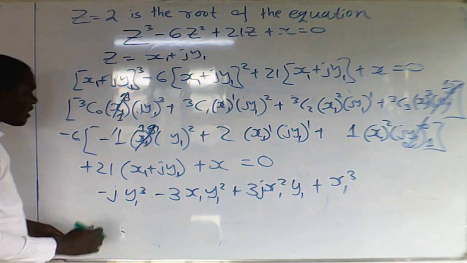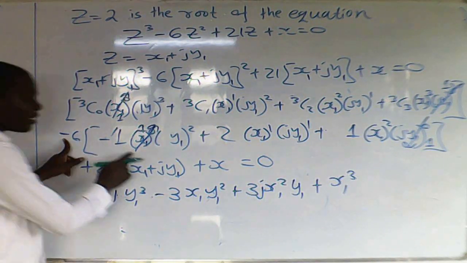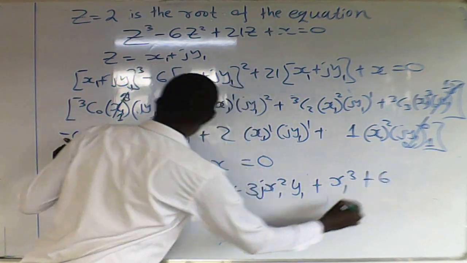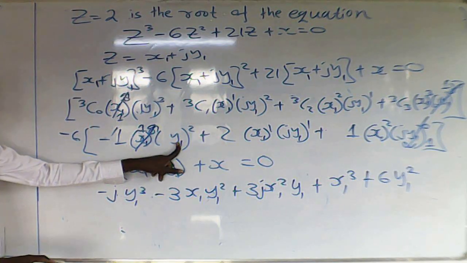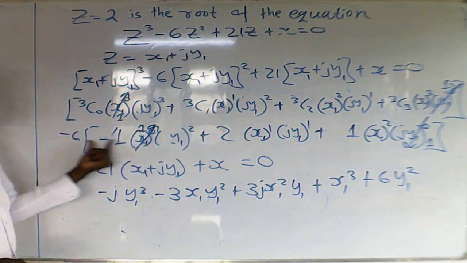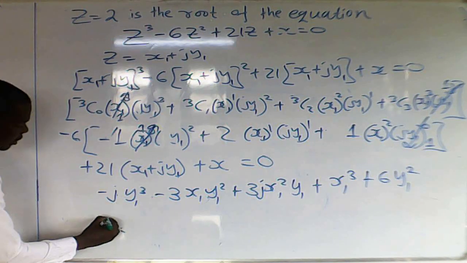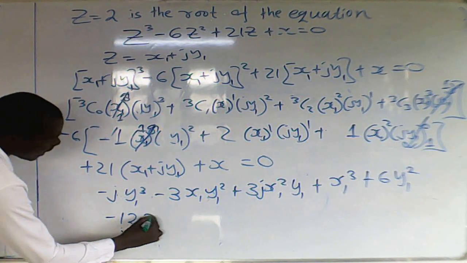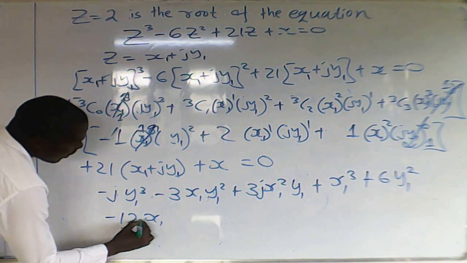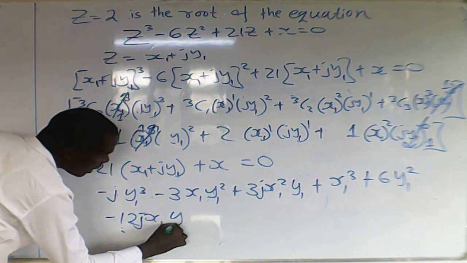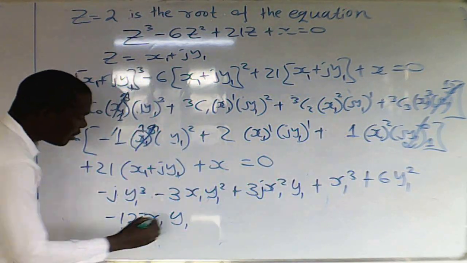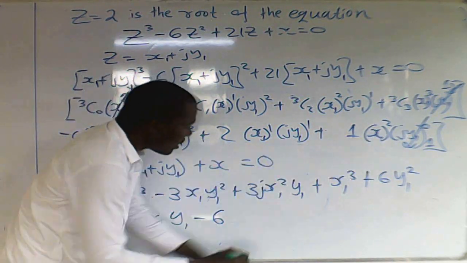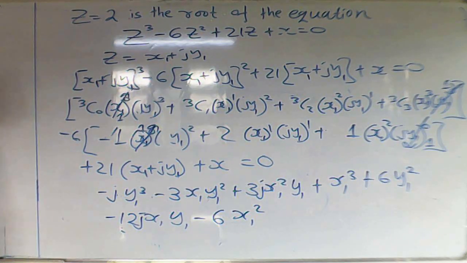So what do we have? Now start. Negative 6 times negative 1. So that is positive 6 y1 squared, isn't it? Are we together? Then move on. Negative 6 times positive 2. Negative 12. Then x1 is raised to power 1. Then we have j. Then we have y. We have simplified that, isn't it? Negative 6 times positive 1. Negative 6. Then x1 is raised to power 2. We've dealt with all that bracket, isn't it?